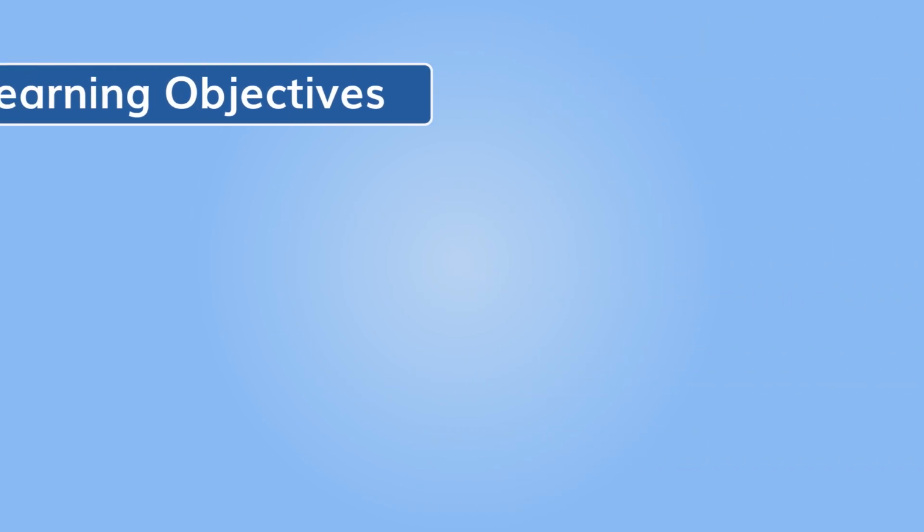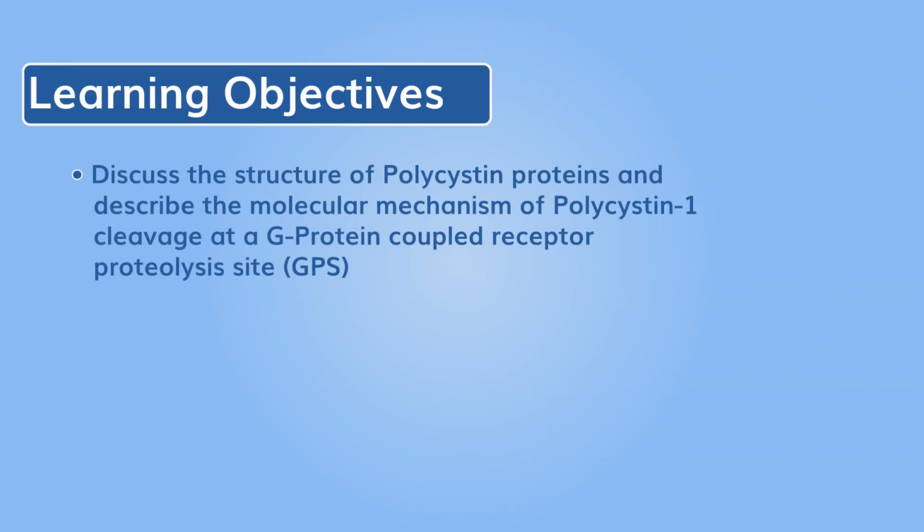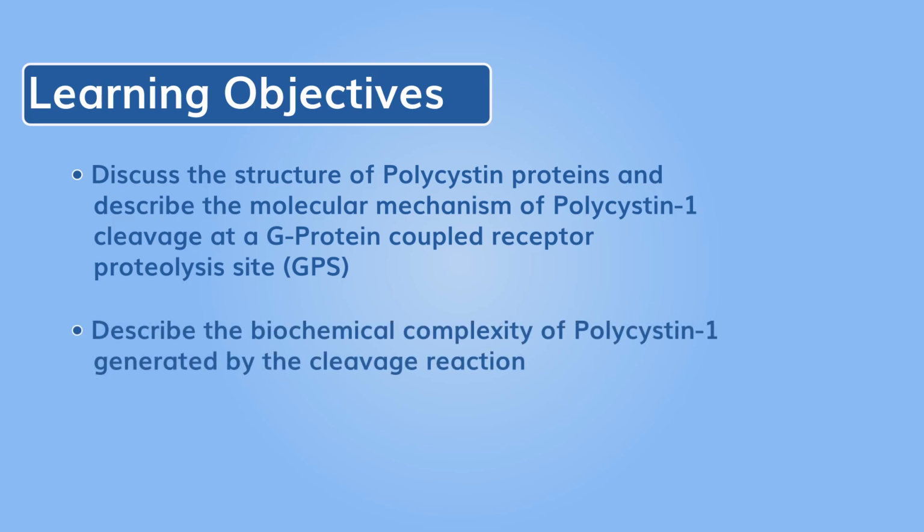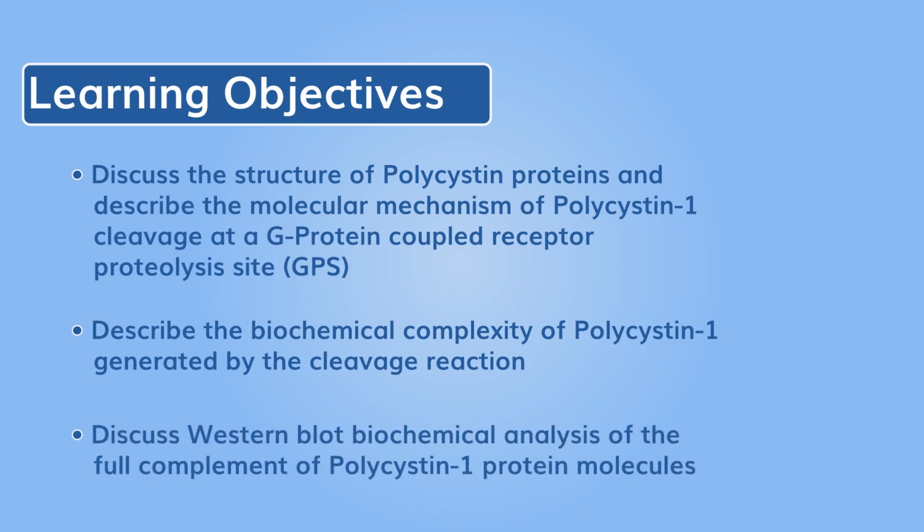In this video, we will discuss the structure of polycystin proteins and describe the molecular mechanism of polycystin-1 cleavage at a G-protein-coupled receptor proteolysis site, or GPS. Describe the biochemical complexity of polycystin-1 generated by the cleavage reaction, and discuss Western blot biochemical analysis of the full complement of polycystin-1 protein molecules.